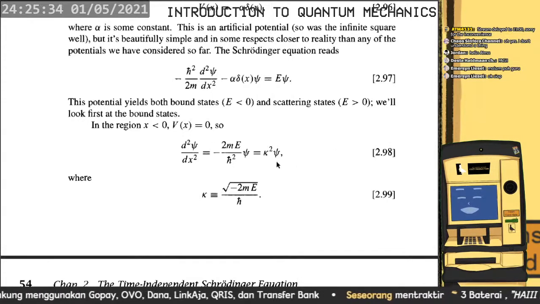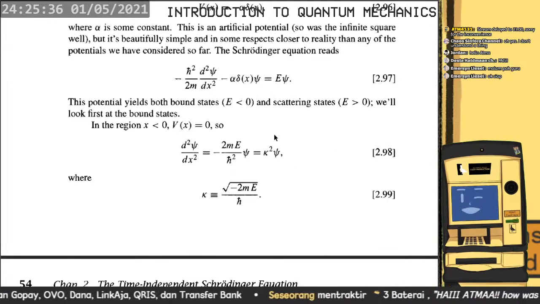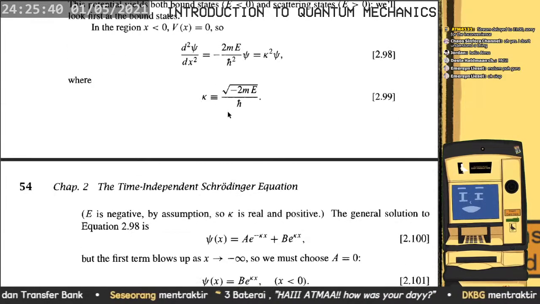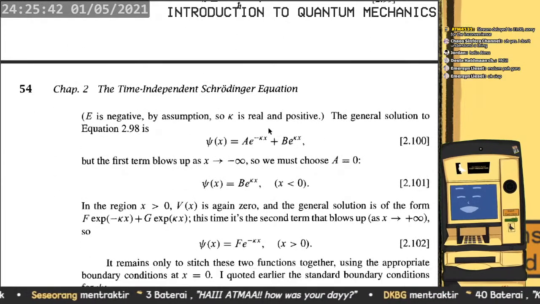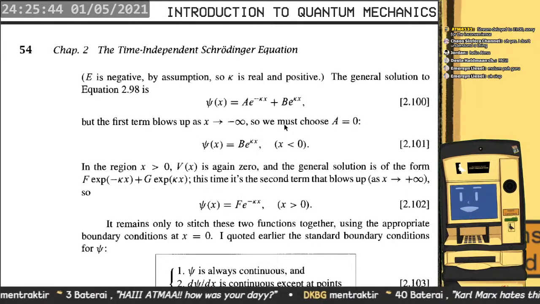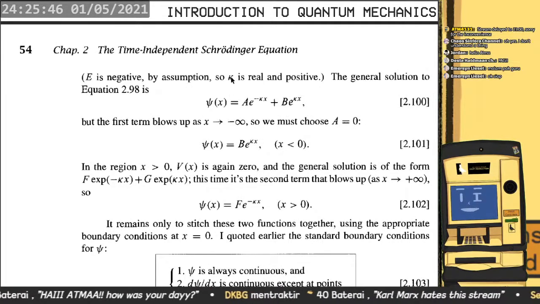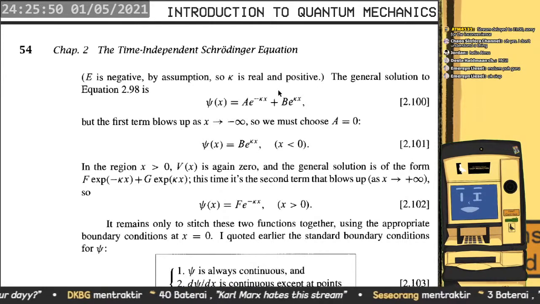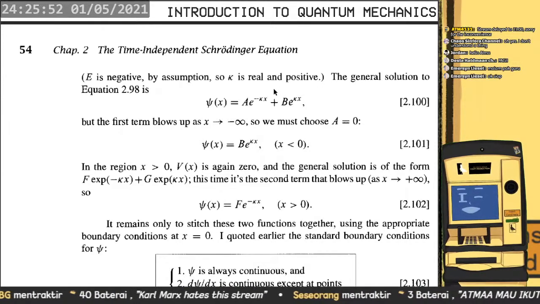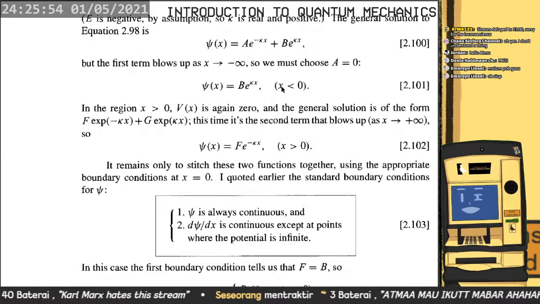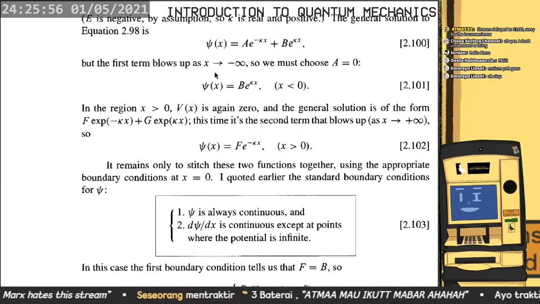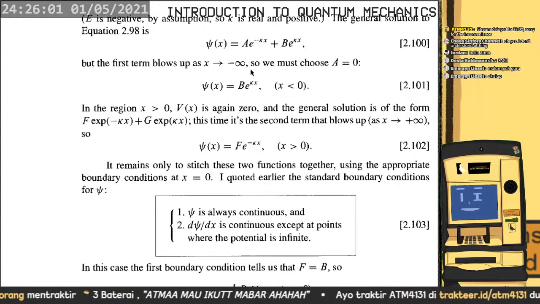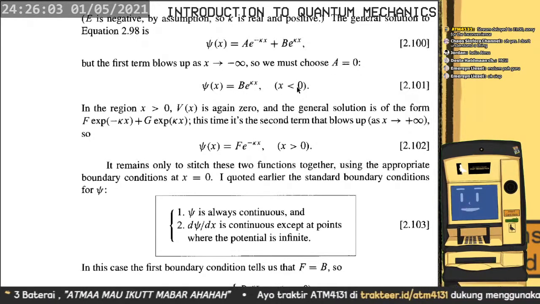In the region x less than 0, V of x equals 0. So the equation, where E is negative by assumption. So kappa is real and positive. The general solution to equation 2.98 is another equation. But the first term blows up as x goes to negative infinity, so we must choose A equals 0.